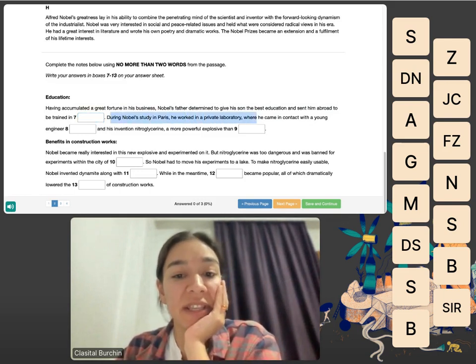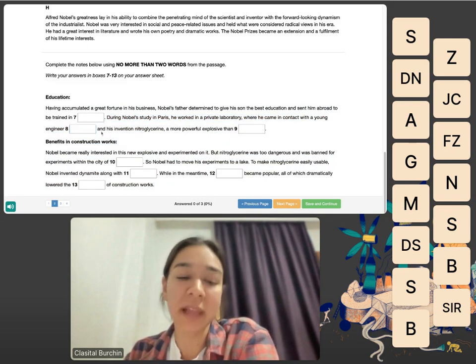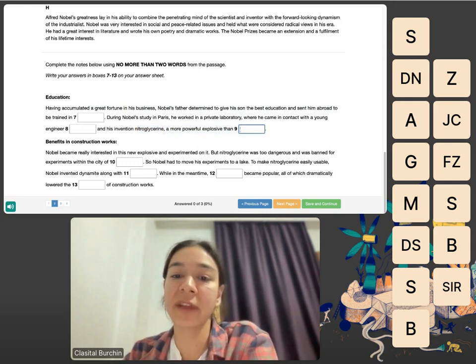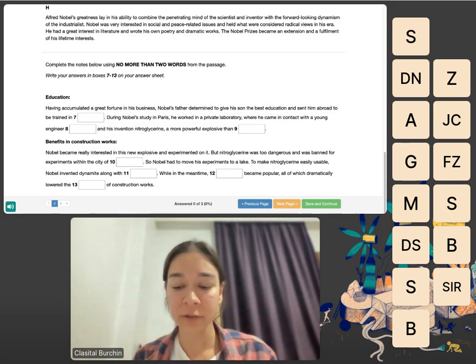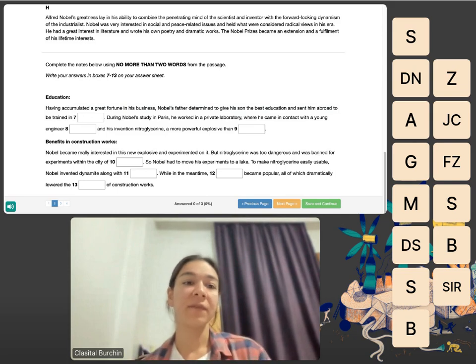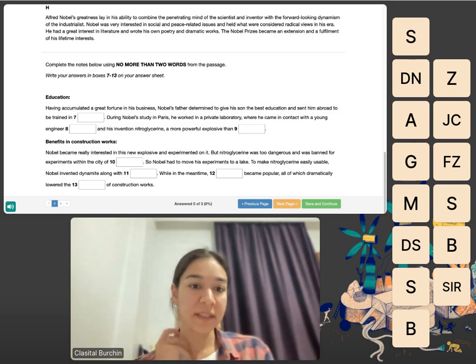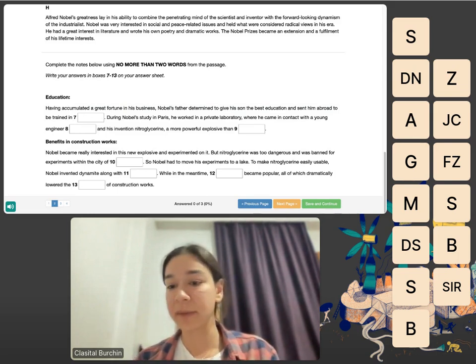During Noble's study in Paris, he worked in a private laboratory where he came in contact with a young engineer, and his invention nitroglycerin, a more powerful explosive than something. So I can imagine that for 7 it will be a noun, maybe a major, so maybe a study major. For 8, with a young engineer, maybe we will see a name. His invention is nitroglycerin, a more powerful explosive than something. So 9 will be a noun too.